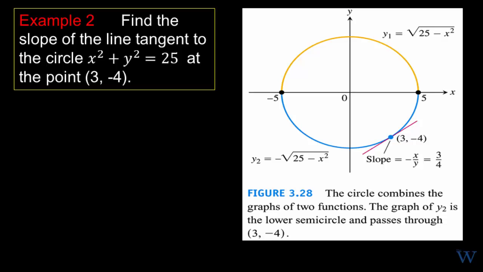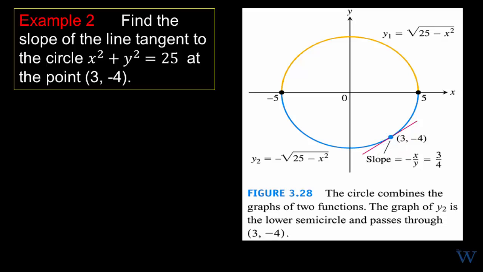Okay, here we've got an equation of a circle. So our problem is to find the slope of the line tangent to the circle x squared plus y squared equals 25 at the point (3, -4). Now where's (3, -4)? (3, -4) is in which quadrant? It's in the 4th quadrant, right here.